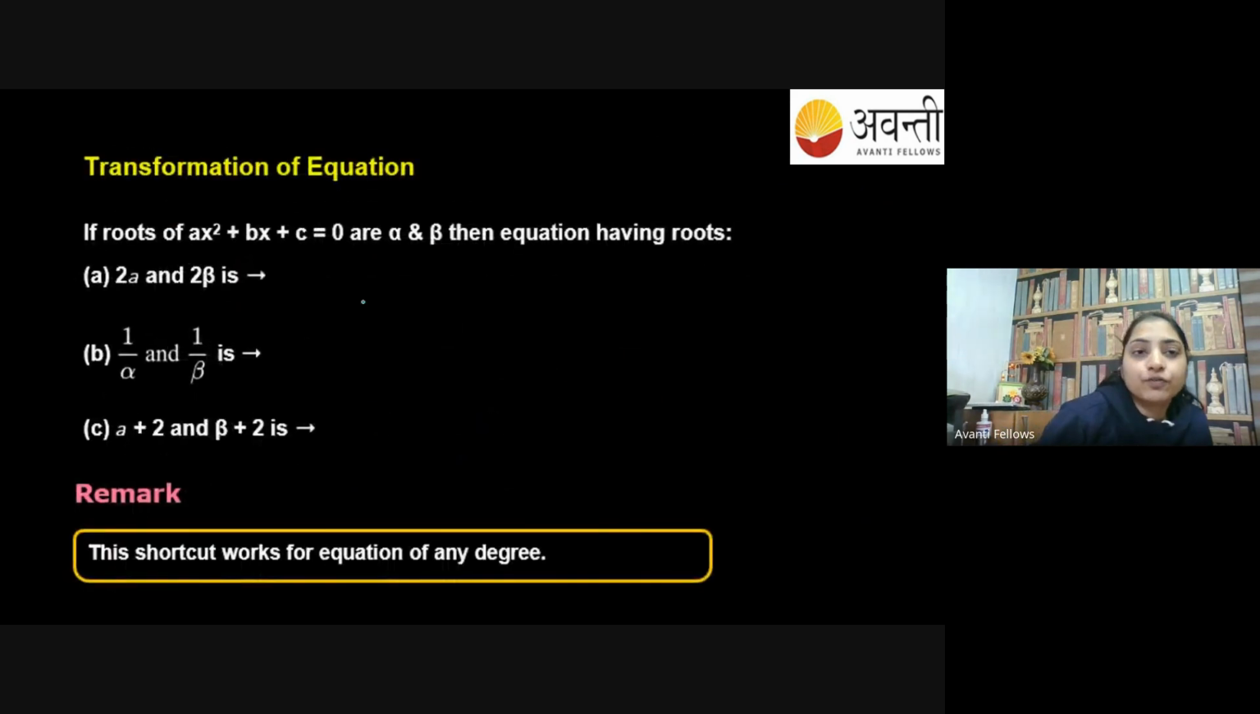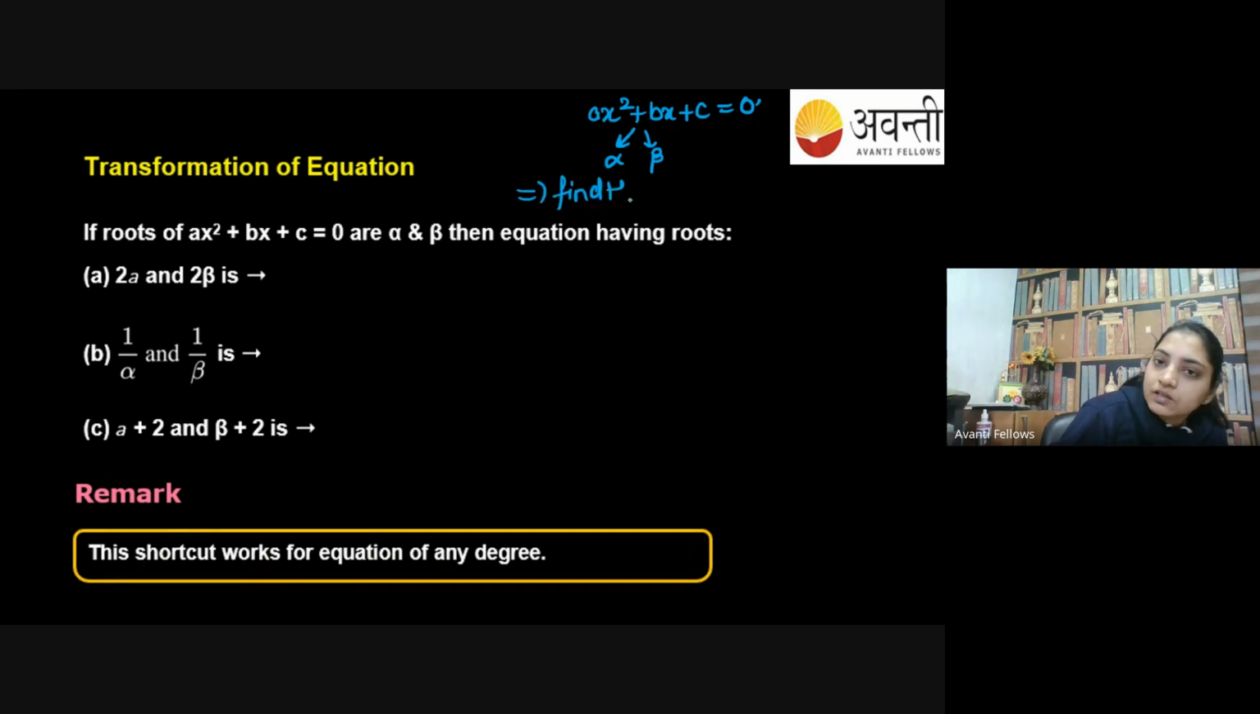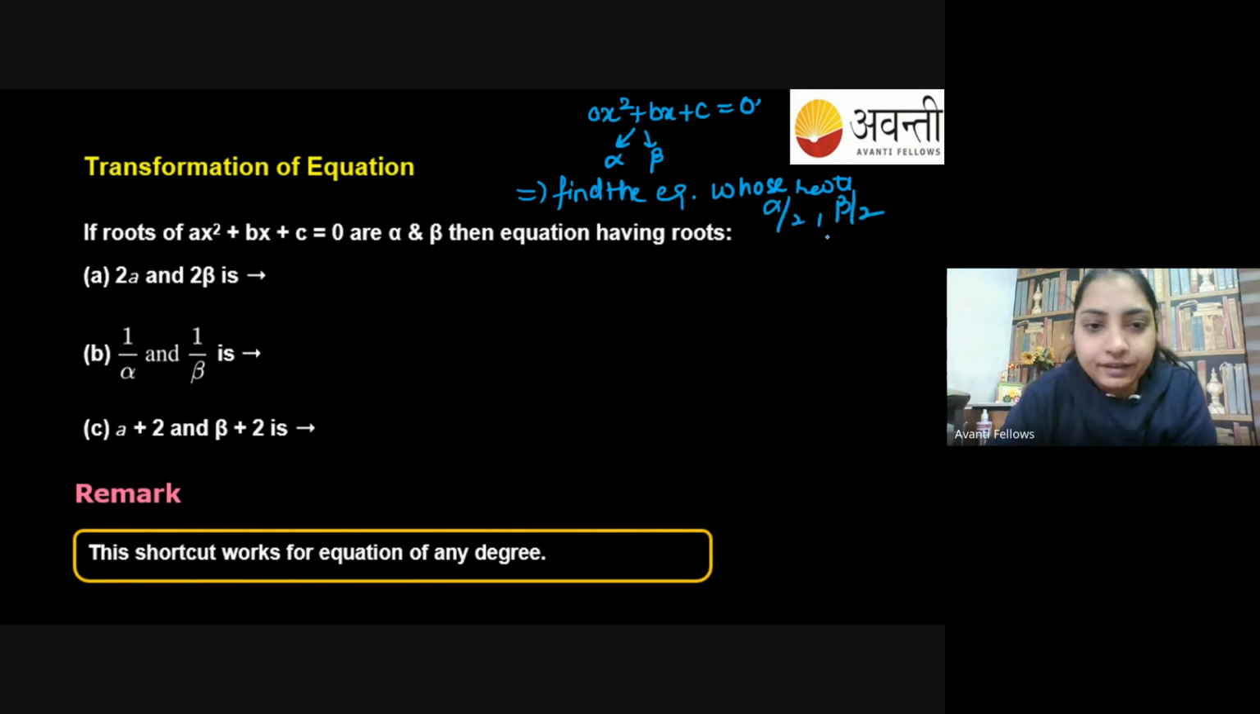Now we have transformation of equation. I will just give you one example. When you were in 10th, you had a question like this. Suppose we have an equation ax square plus bx plus c is equal to 0, and alpha and beta are roots. If the question asks you to find the equation whose roots are, let's say, alpha by 2 and beta by 2, then how will you find that? Can anyone let me know? It was in class 10.